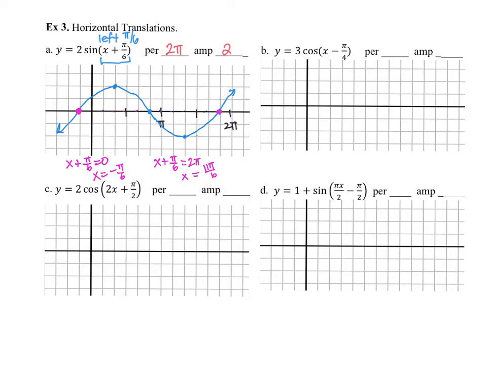Okay, and if you knew the beginning and the end of the cycle, you could divide that into 4 equal spaces to find these 4 points that we graphed by shifting left pi over 6. Your graph would look the same, your result would be the same.